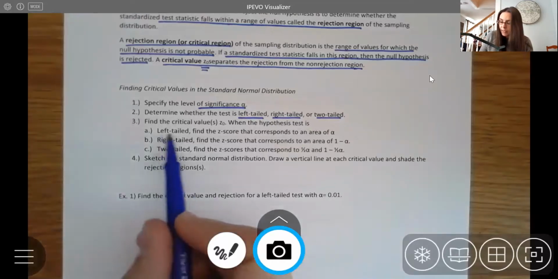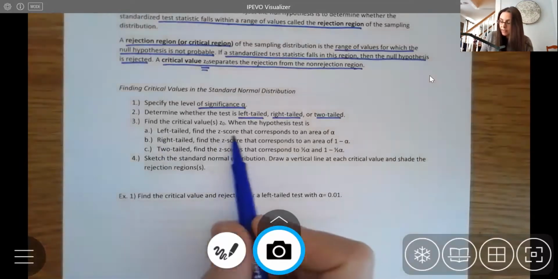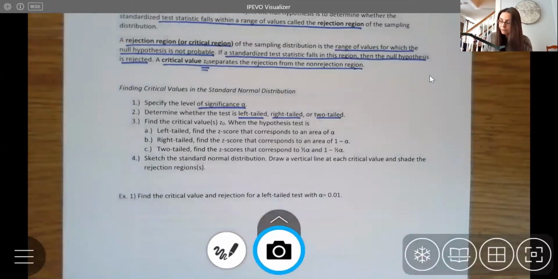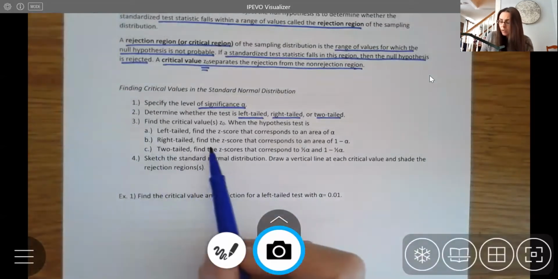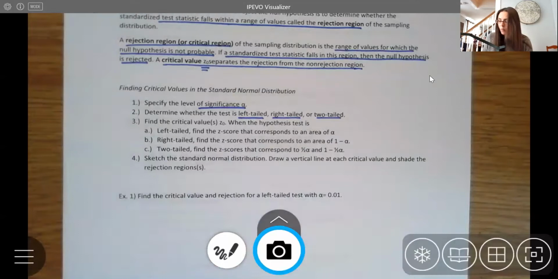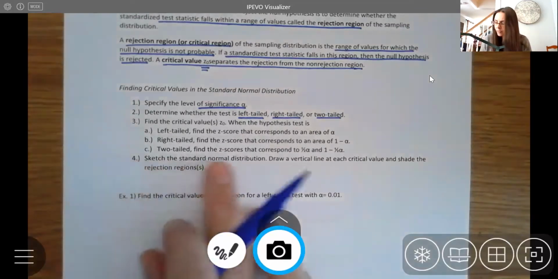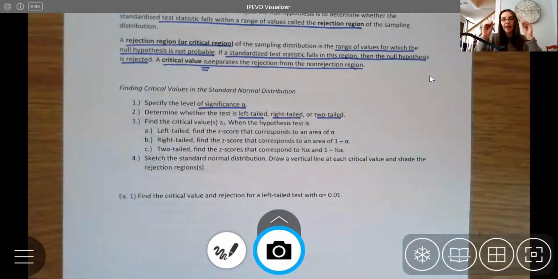If you have a left-tailed test, you're going to find the z-score that corresponds to an area of alpha. If you have a right-tailed test, you need to find a z-score that corresponds to an area of 1 minus alpha. Basically, your alpha is on the right, so the area on the left of that is 1 minus alpha. And if you have a two-tailed test, that alpha value gets cut in half, and half of it goes in each tail. That's why you have these 1/2 marks here as well. I'm going to do some examples so you can see what these look like and how to draw that picture.